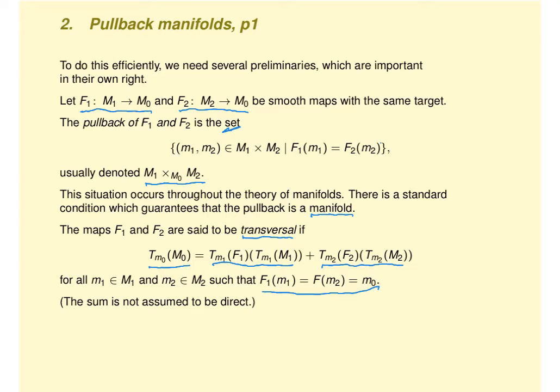So this is just an ordinary sum. It's not required to be a direct sum. These two spaces can certainly overlap, but when we take their sum, it ought to be the whole of the tangent space of M0 at that point M0. Transversality is one of those words that's used in several different senses, all of which are related, maybe closely or maybe only rather loosely, but this is one of the standard uses for transversality.